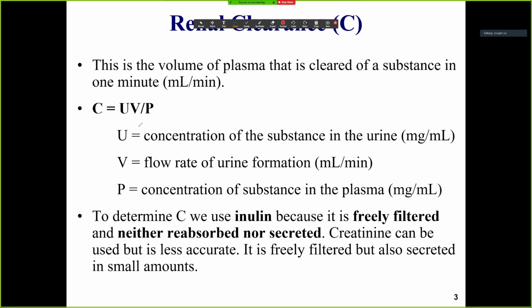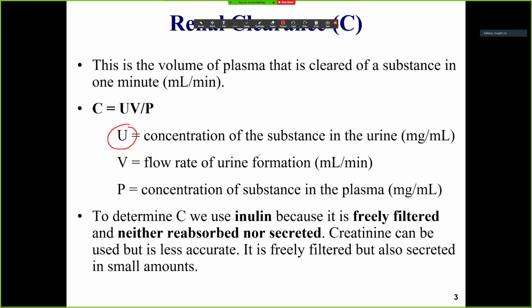I had a question on Wednesday through the discussions that the U, or the first variable in this clearance, is the concentration of whatever substance you're looking at, in mg per mL, found inside your urine. You then take that concentration and multiply it by the V, which is the flow rate of urine formation, so how quickly it's generated, because it depends on how well it's being processed. So it's also expressed as milliliters per minute, and then over the amount of that stuff inside your plasma. So how much of it's still in your system, right?